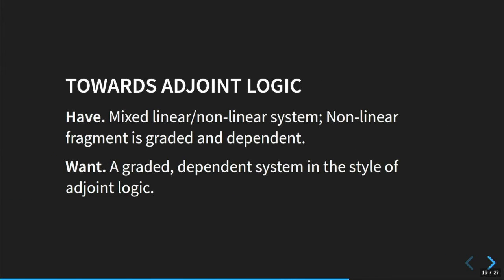So from here, we now have a thing that looks like linear non-linear logic, except one of our fragments is dependent and graded instead of just intuitionistic. And we wanted to generalize this to look a little more like adjoint logic, where we don't just have intuitionistic and linear, but we can have potentially many different things.